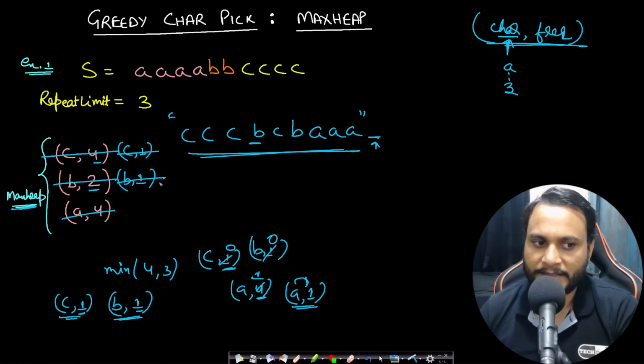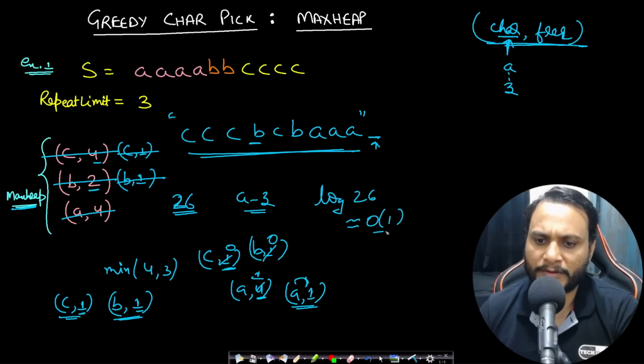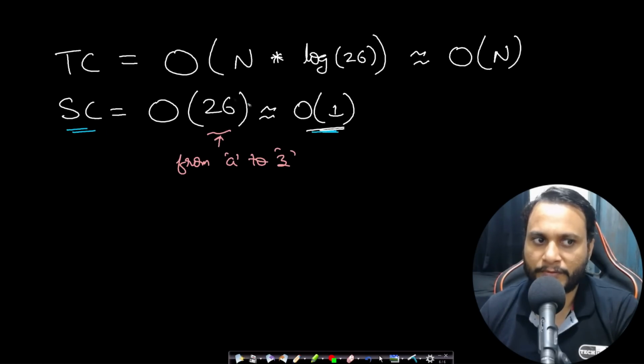Now for this particular case, what can be the heap size? The heap size cannot go beyond 26 because we have alphabet size from A to Z, which is only 26, right? So each of the push and pop operation takes log of 26 times, which can be considered to be order of 1 because 26 is a constant, right? And the space complexity will also be order of 26 because 26 is the size of the heap, and the resultant string will not be considered in the extra space because we need to return it, right? So I will be taking it as order of 1. Therefore the space complexity is order of 1, and the time complexity being n, log of 26 will be order of n. So I hope you were able to understand this solution.